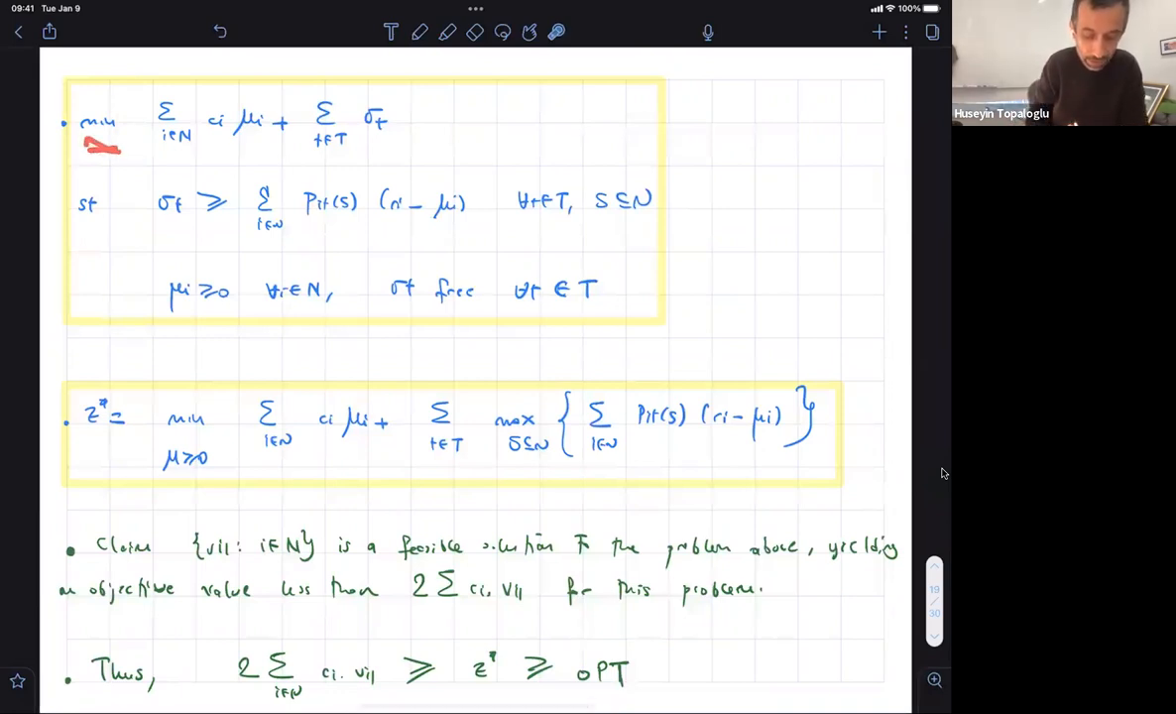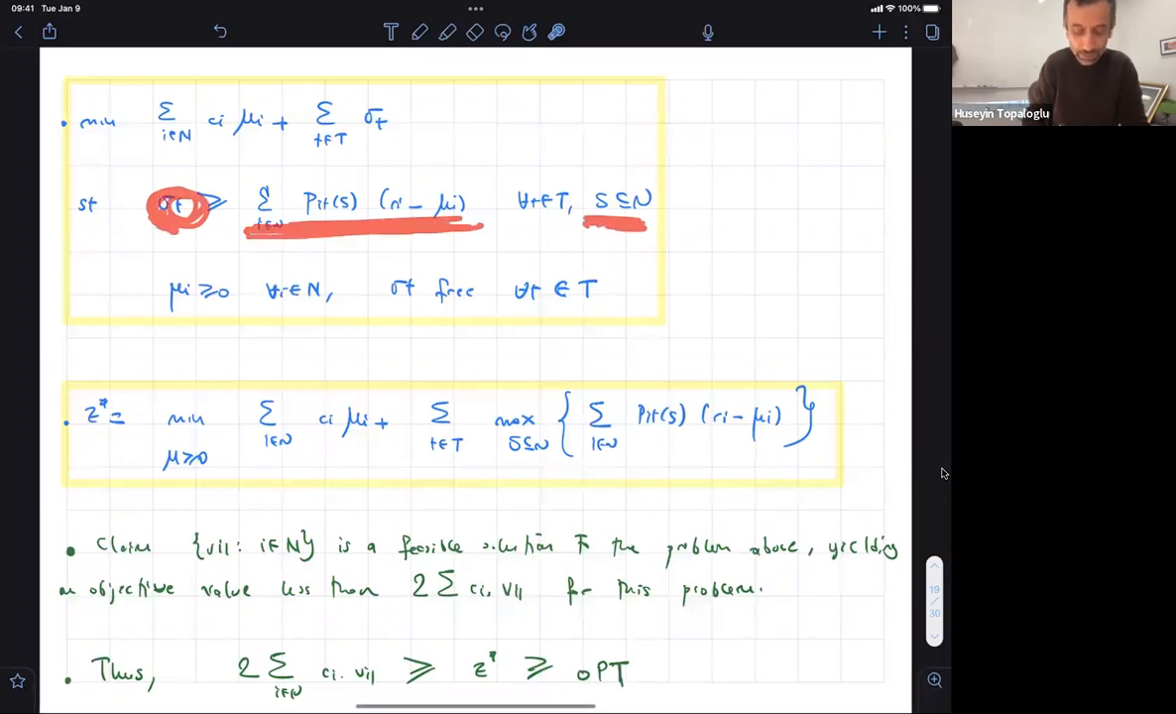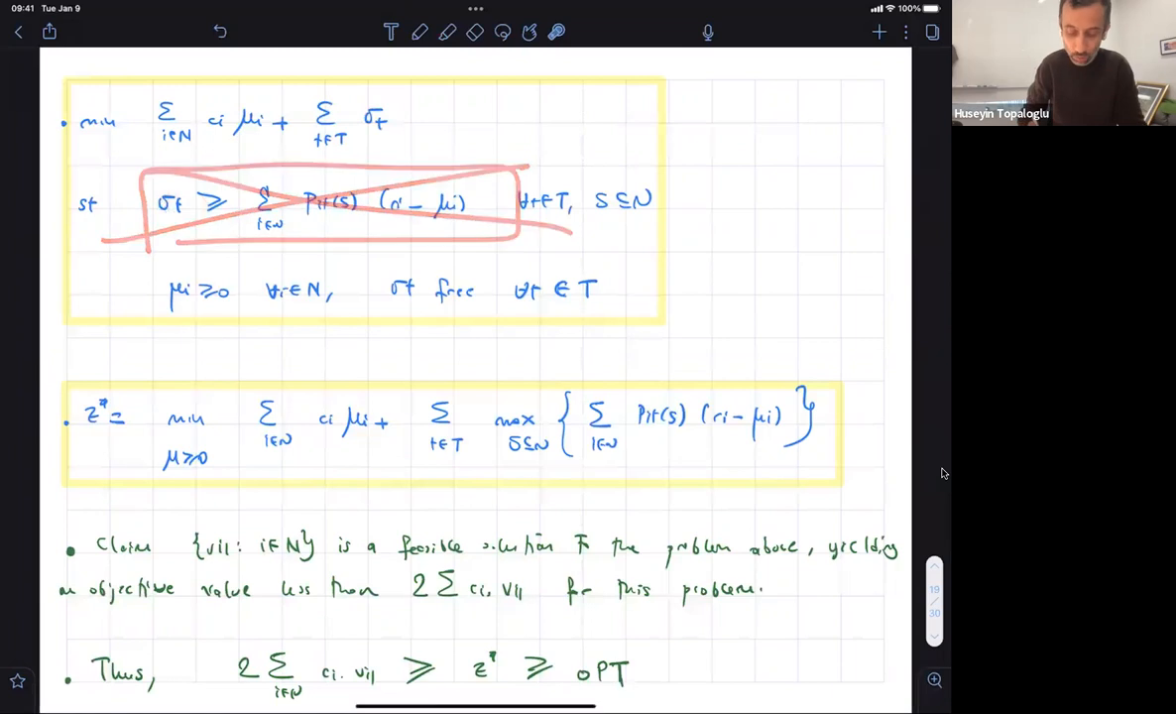Let's do something else. In the objective function, I'm minimizing, so I'm going to push sigma t as low as possible. Sigma t is going to get stuck at the largest value of this expression over every assortment, because sigma t has to be greater than or equal to this for every assortment. So at the optimal solution, sigma t is the max of this over every assortment. So I can replace sigma t by the max of this over every assortment, plug it into the objective function, and drop this constraint altogether. So here's what I did.